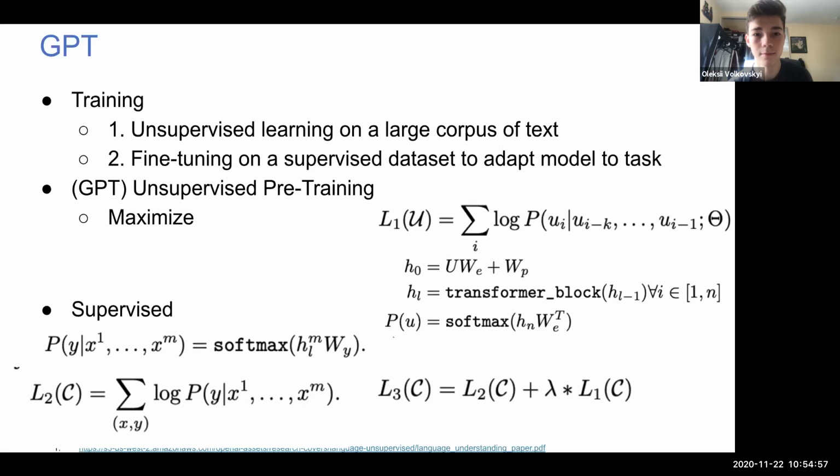All of these are probabilities, which means they're between 0 and 1, right? So wouldn't this disincentivize GPT from making longer sentences? Because the more words you have, the higher the chances that you end up with a smaller number. Well, you're only predicting the next word. You're not predicting the whole sentence.